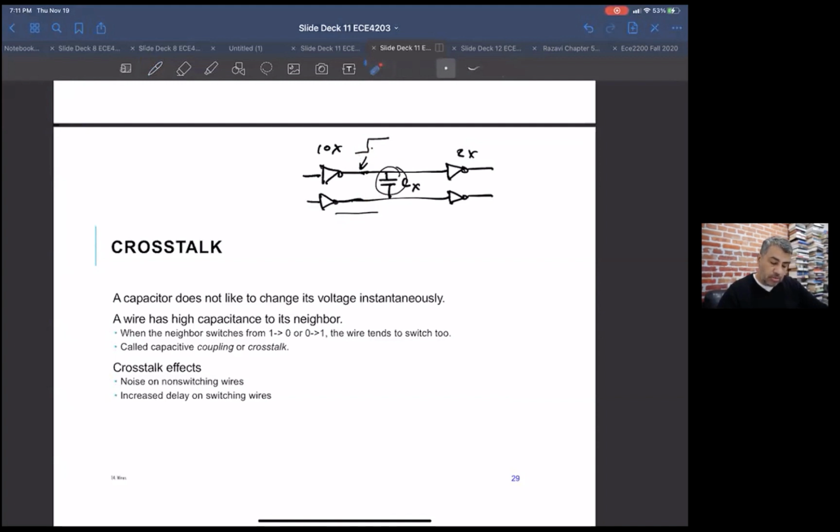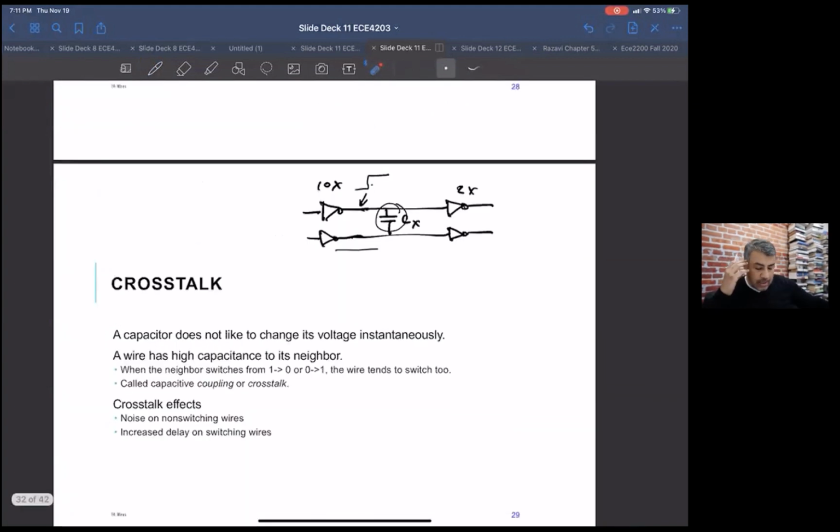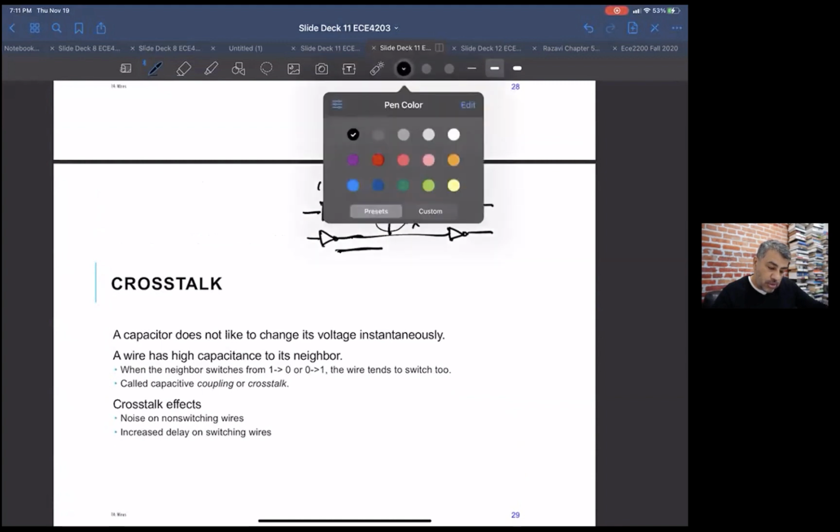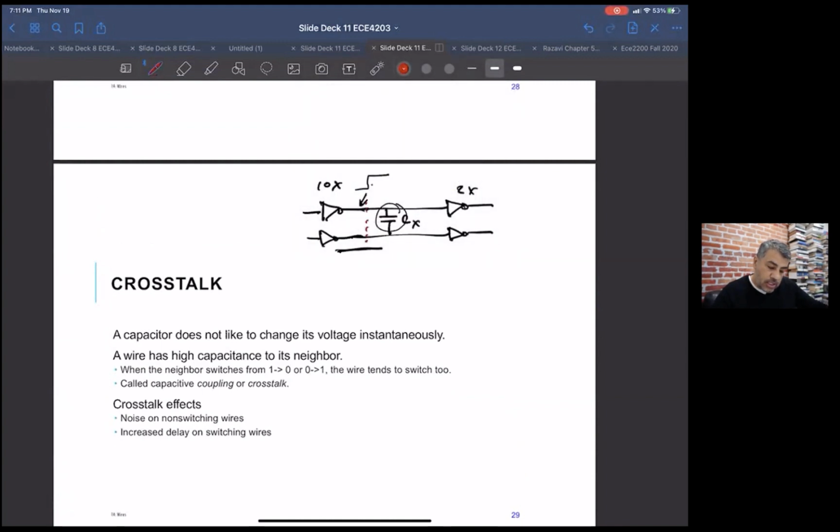Okay, and this is called crosstalk. And so it has an effect of two things. Let's say again, this guy was trying to be quiet. This has the effect of some noise. So when this transition happens, this guy would get like a glitch, potentially.